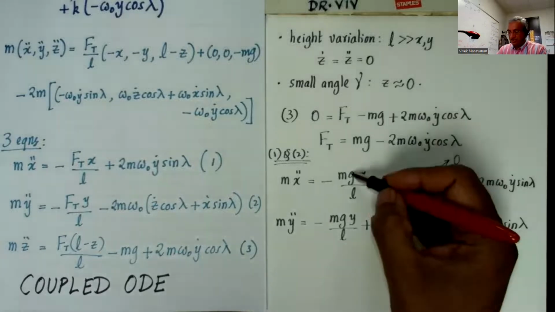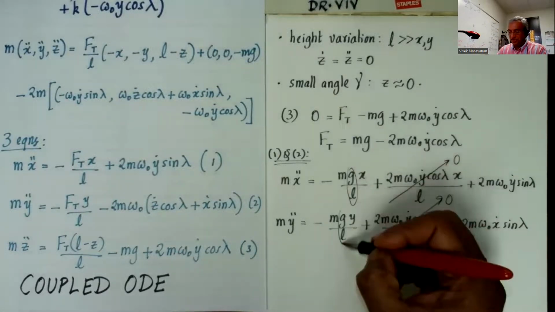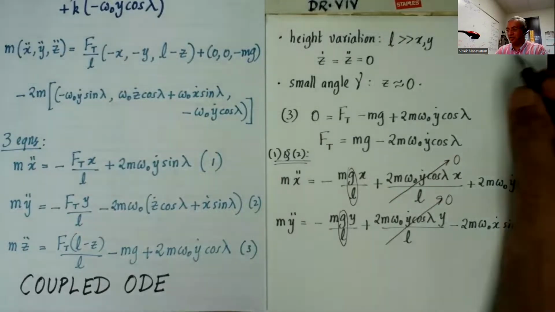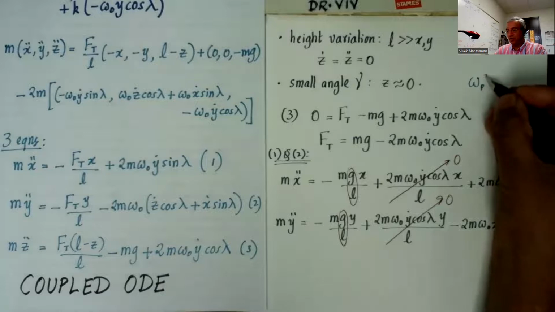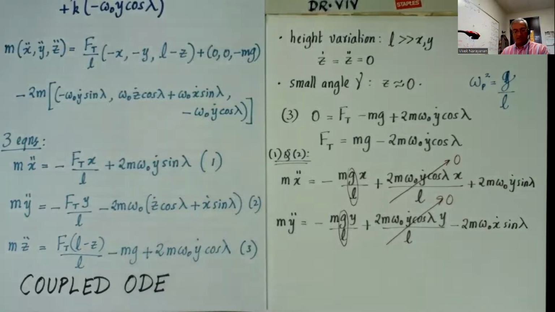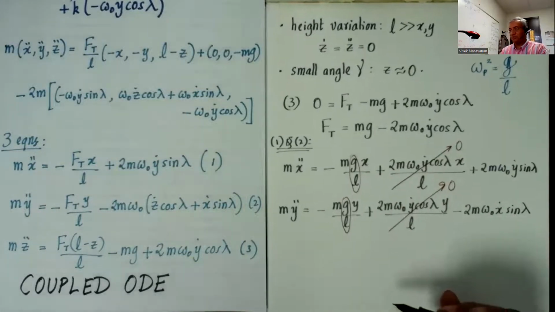Now, whenever I see g over L, I know that g over L is one of my favorite quantities in the physics world, because g over L is the frequency squared of a simple pendulum. So omega pendulum squared is g over L. What I mean by that is, if I take a simple pendulum and oscillate it, then the angular oscillation frequency of a simple pendulum squared is g over L, that you learn in elementary physics. So I can replace g over L by omega p squared. So let me do that.